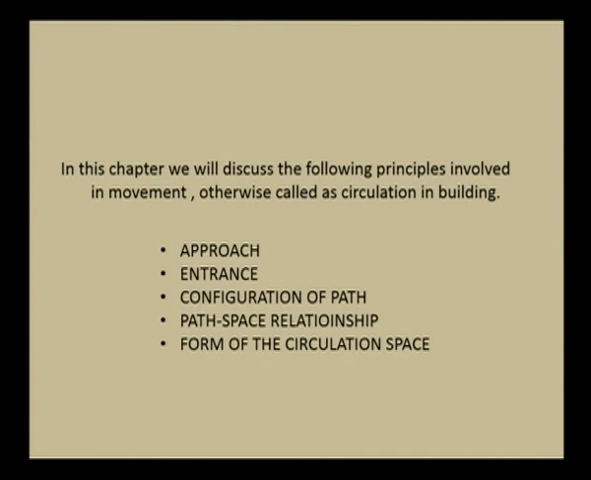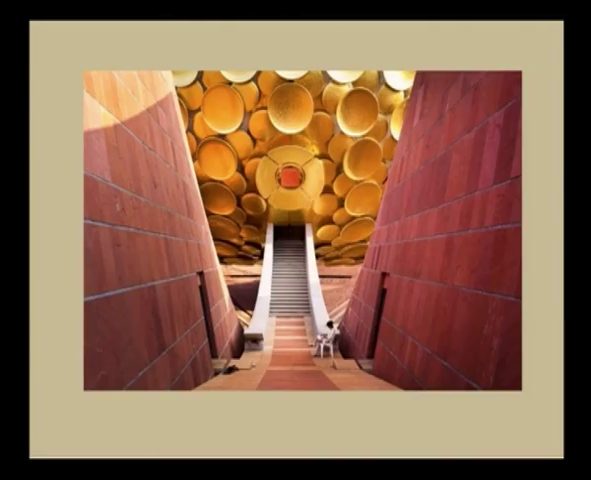In this chapter, we will discuss the following principles involved in movement, otherwise also called the circulation in a building. The aspects are approach, entrance, configuration of path-space relationship and form of the circulation space. First, we will start with the aspect of approach. How a building or a space can be approached is a very interesting aspect, and there are many interesting ways of seeing it.